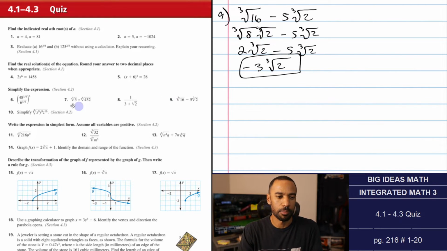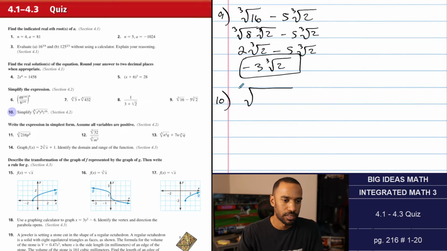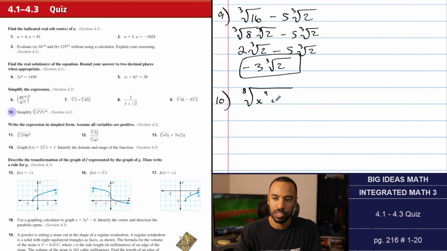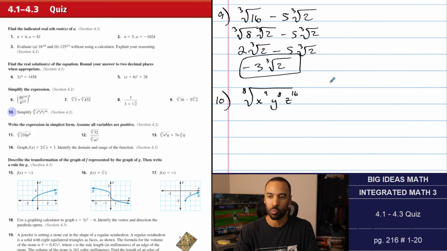Now, number 10 asks you to simplify this thing with variables. The main thing of note here is that it does not assume all variables are positive. You see the problems down below, it says assume all variables are positive. This one does not say that, which means there may be some absolute values involved. And if there are, I'll be sure to explain them. The other thing is we don't take the 8th root of these numbers. We divide these by 8, because taking the 8th root of something also means raising it to the 1/8 power.